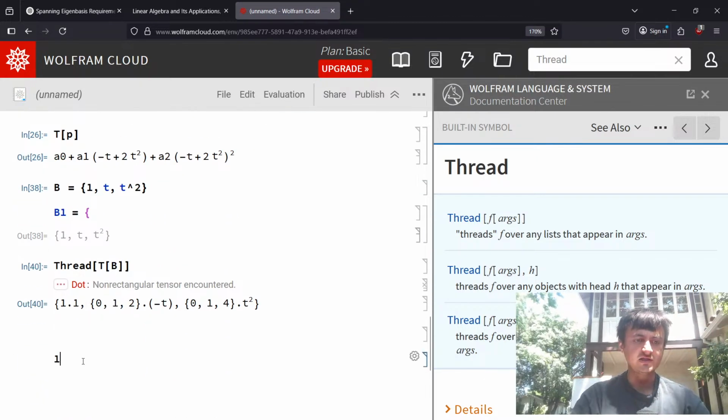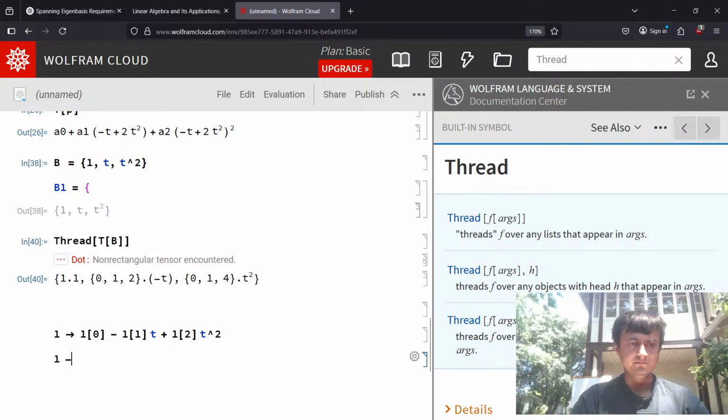So what we're trying to do is take this polynomial 1 and turn it into 1 of 0 minus 1 of 1 t plus 1 of 2. When I say this, it means the replacement of t with, and then t squared. So this is just going to be 1 minus 1t plus 2t squared. So this is the first basis element.